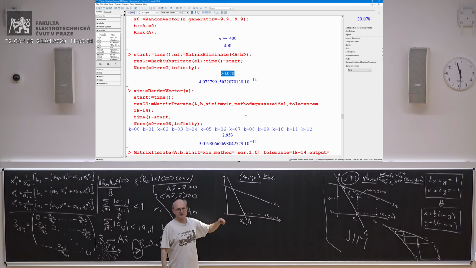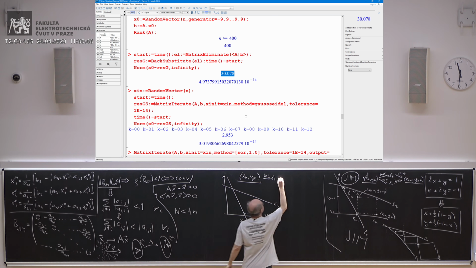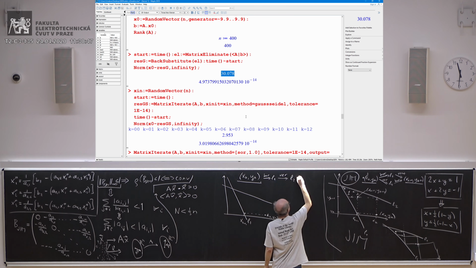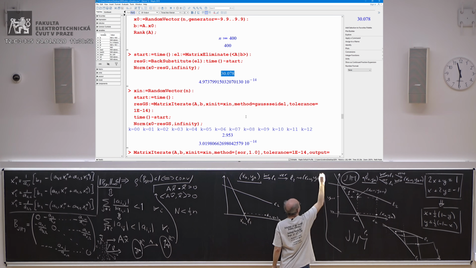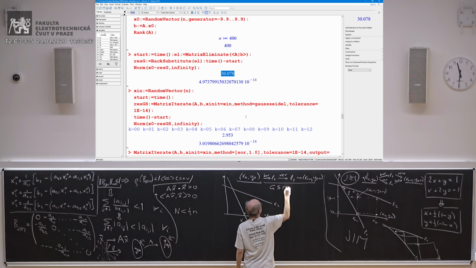Then we jump to the second equation. Now we keep the new x and we change y. So we are moving vertically and we use L2 for y. So we move vertically to line 2 and that gives us xk plus 1, yk plus 1. And that's the Gauss-Seidel method.